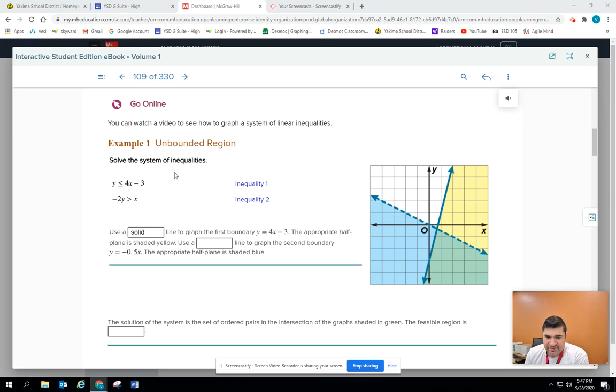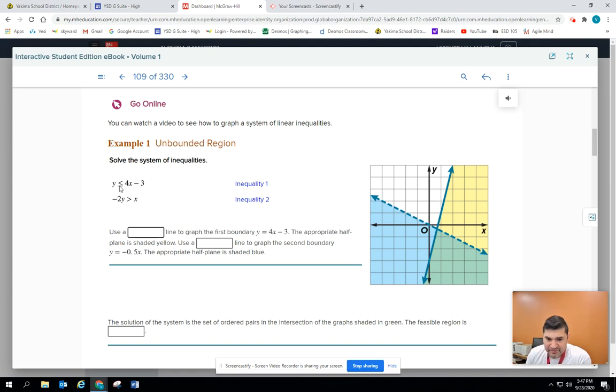All right, so we're going to take a look at solving the system of inequalities here. And notice it says unbounded region. Okay, so we have y is less than or equal to 4x minus 3. And yes, the answer is solid here. We're going to use a solid line to graph the first boundary, y equals 4x minus 3. We're using the line equals because there is an equal up here.